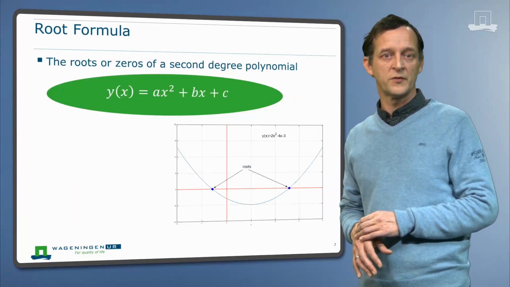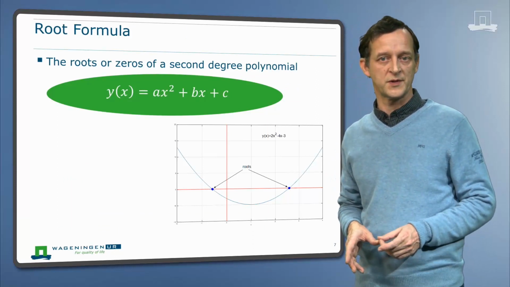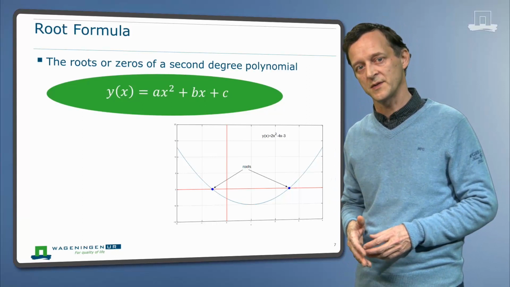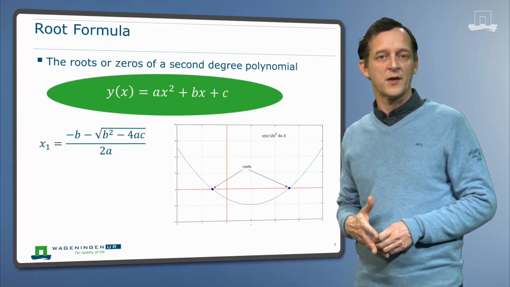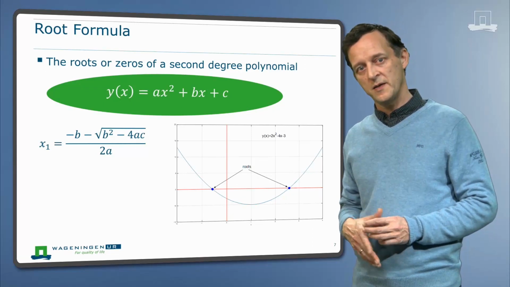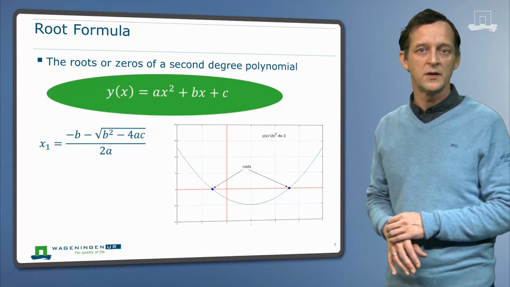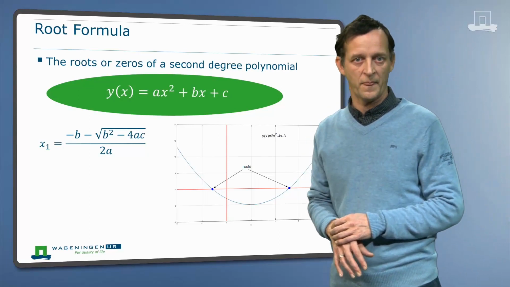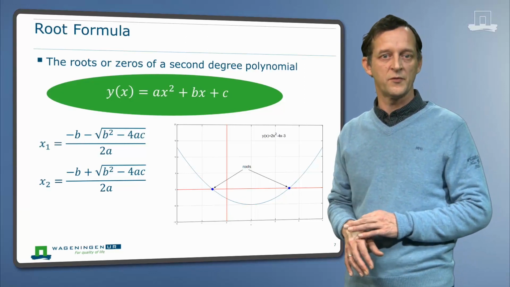You probably recall from secondary school the root formula to find the zeros, or intersection points with the horizontal axis, of a parabola. It is x1 equals minus b minus the square root of b squared minus 4ac, divided by 2a. And the second root is the same, but now with a plus sign before the square root.